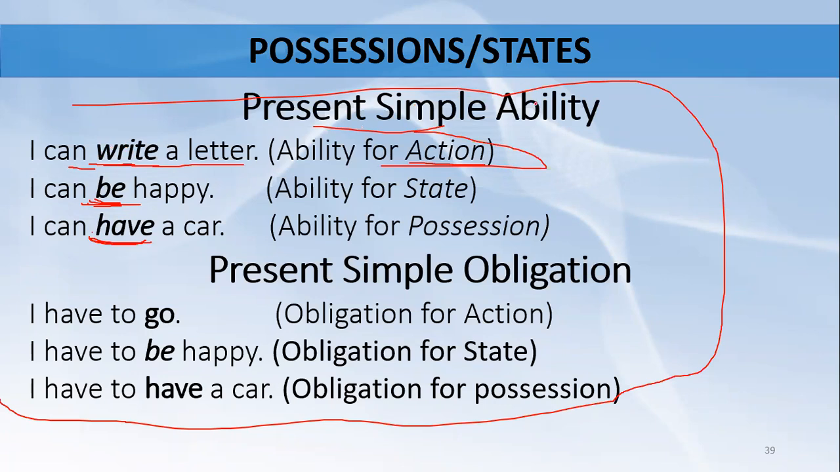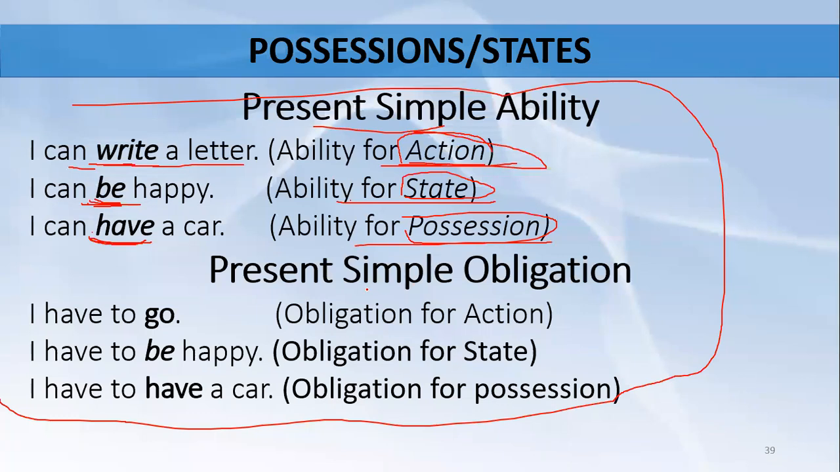So present simple ability is not about the ability for action. Rather, it is the ability for a state as well, and the ability for position as well. Like we are able to do something, we express our ability to be something, fine, and we express our ability to have something. Clear? So this is present simple ability.